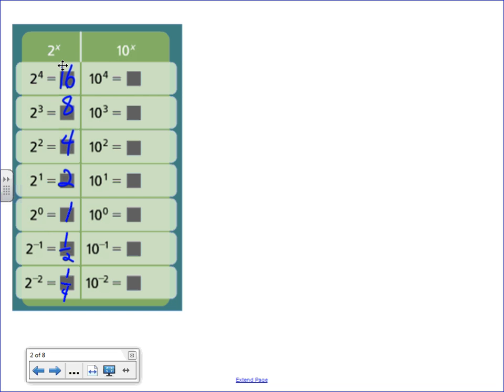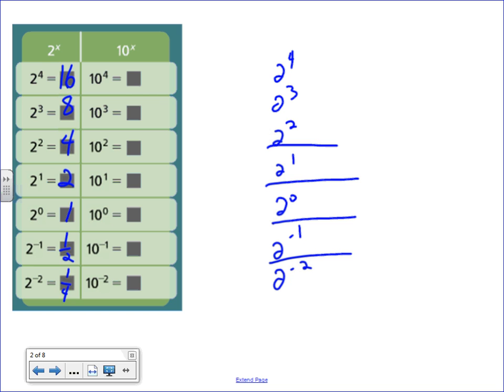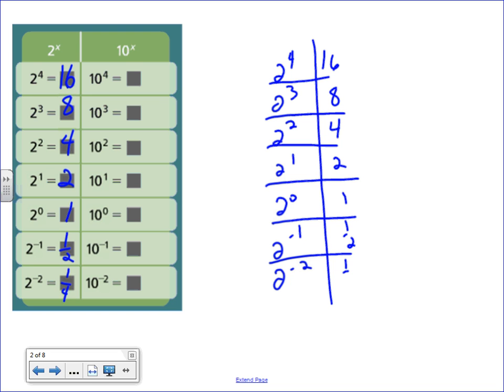So if we try to look at a pattern here, I got 2 to the 4th, 2 to the 3rd, 2 to the 2nd, 2 to the 1st, 2 to the 0, 2 to the -1, 2 to the -2. And we look at the results we get and try to compare them. I got 16, then 8, then 4, then 2, then a 1, then a 1/2, then a 1/4. So I'm seeing a connection between these.